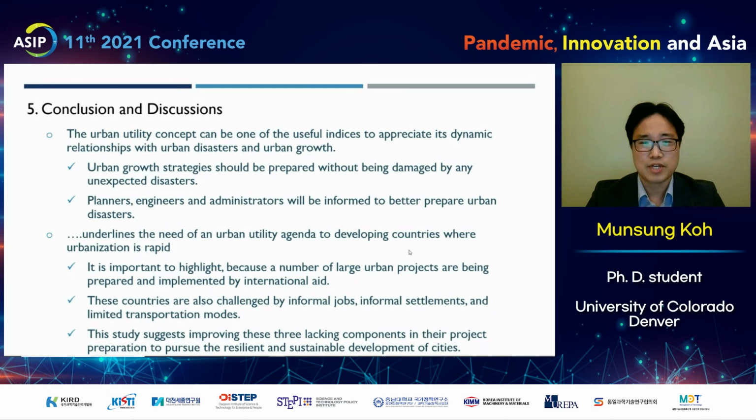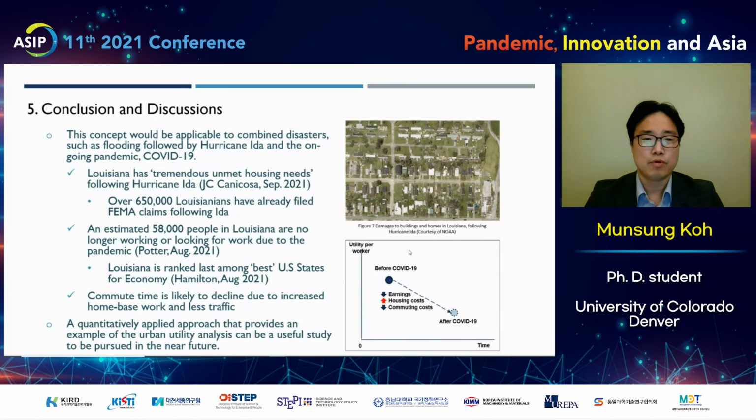But it's also important to highlight that these countries are challenged by informal jobs, informal and illegal settlements, and limited transportation modes. So if there is significant flooding like Hurricane Katrina, these three factors will be more severely affected. So this study suggests improving these three lacking components in project preparation to pursue more sustainable development of the cities. The last discussion point here is combined disasters.